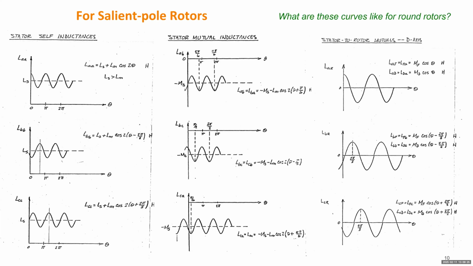All right. So those three columns of curves represent how the inductances change for a salient pole rotor generator. But if you try the same approach for a round rotor generator, are they the same or different? Any thought?